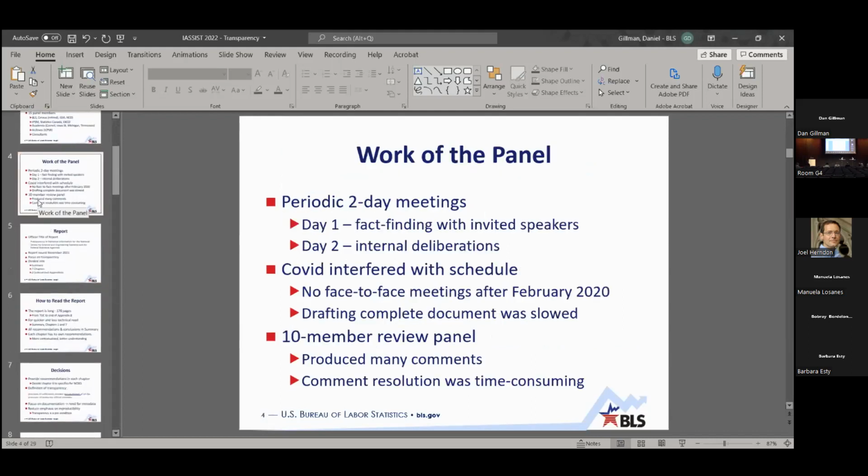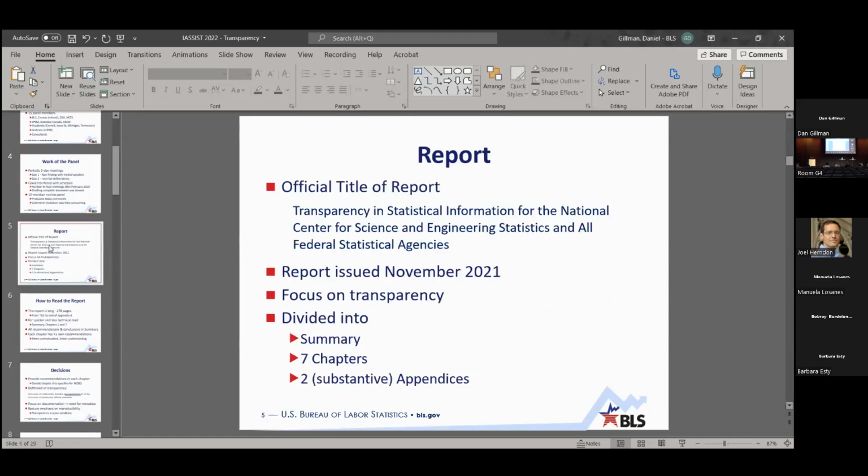So the work of the panel, we met on periodic 2-day meetings. The first day was usually fact-finding with invited speakers, and then the second day included internal deliberations where we figured out what we wanted to say. But of course, COVID interfered with the schedule. We didn't have any face-to-face meetings after February 2020, and this slowed down the drafting of the complete document. There was a 10-member review panel that the draft report was sent to. They produced many comments, and so comment resolution was fairly time-consuming as well.